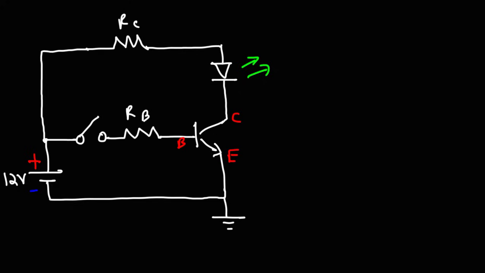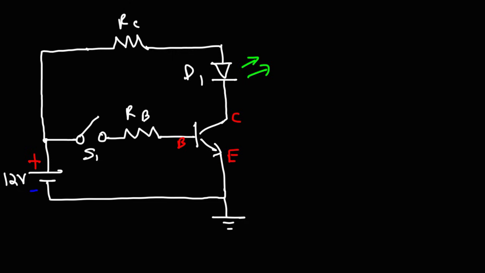So what we have here is a 12-volt battery connected to the base and the emitter of the transistor by means of a base resistor RB and a switch S1, which is currently open. The 12-volt battery is also connected to the collector and the emitter region of the transistor through RC and D1. This is going to be a green LED, a light emitting diode.